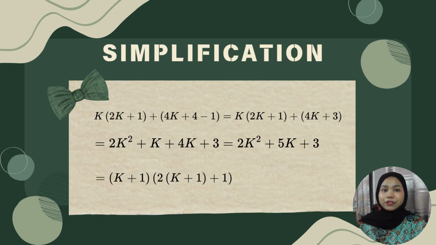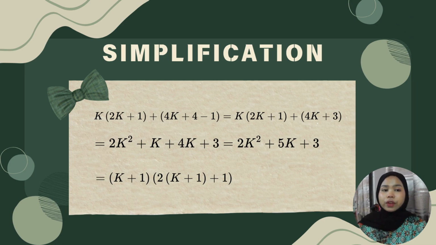Okay, now let's simplify carefully. Start by expanding the expression k times the quantity 2k plus 1. That gives 2k squared plus k. Now we add 4k plus 3. Combine the like terms to get 2k squared plus 5k plus 3.